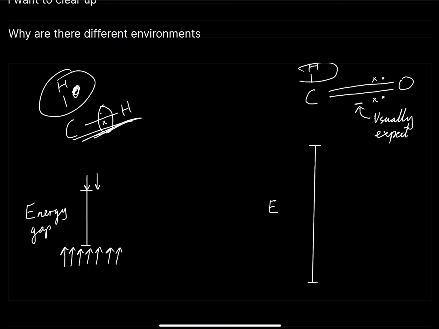So carbon-hydrogen is not a very polar bond. The electrons are in the middle, so there's more shielding, and therefore the energy gap is much less. So when we add the radio waves, they excite the nuclei here.